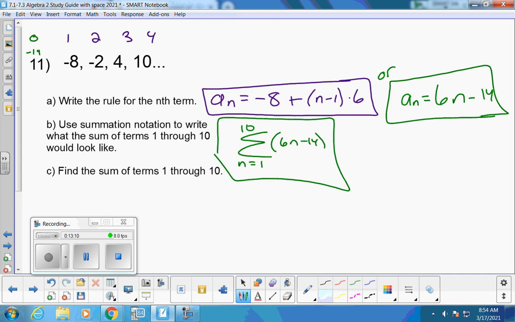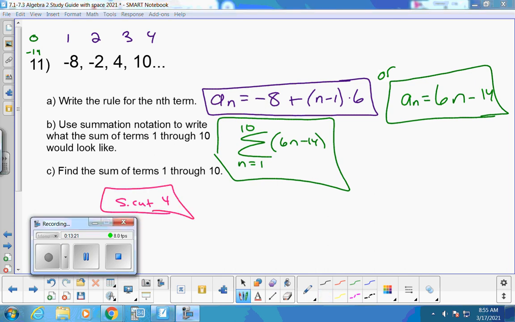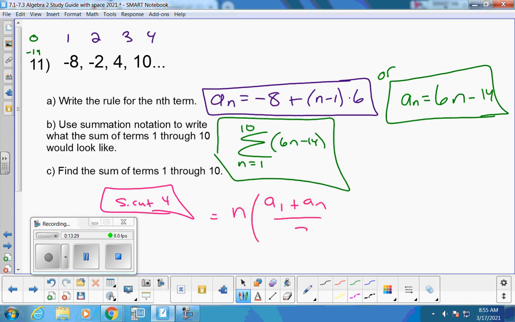Izzy just said it, 4. You went like this. Saw you. All right, so shortcut 4. I'll jot it down so we have it. It's n times a1 plus an over 2.